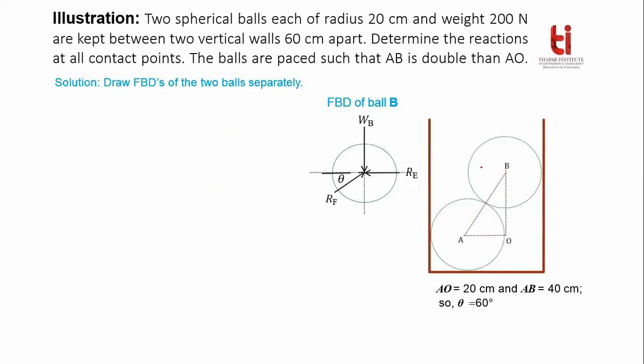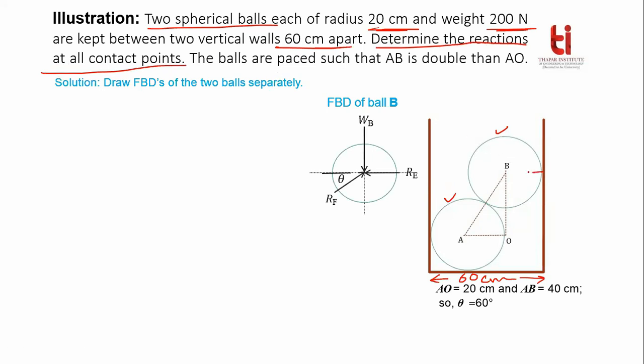Now we have the same problem in numerical form. Two spherical balls each having radius 20 centimeter, and their weights are also the same, 200 Newton each. They are kept between two vertical walls 60 centimeter apart. You have to determine the reactions at all contact points.